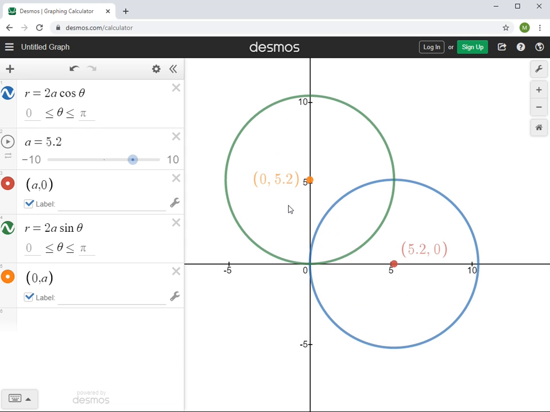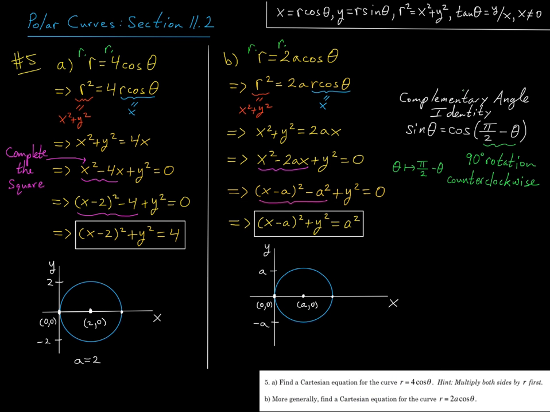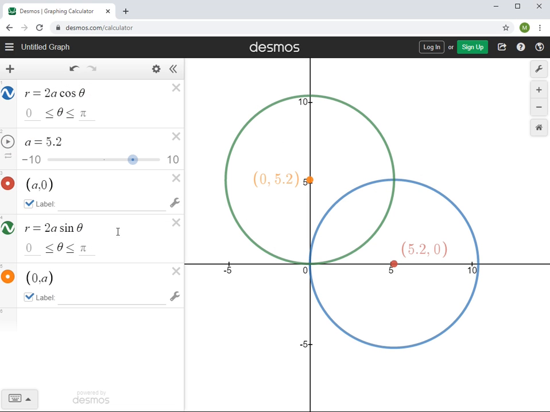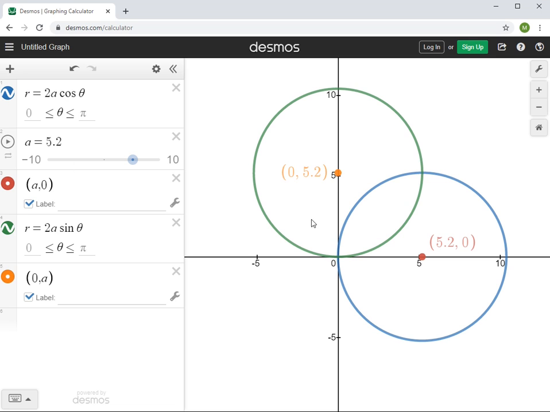All right, so why is that not a surprise? Replacing cosine of theta with sine theta is really giving rise to this 90-degree rotation. Well, that follows from what's called the complementary angle identity that you would have seen in pre-calculus. So sine of theta is really just the cosine of pi over 2 minus theta. And replacing theta with pi over 2 minus theta is going to give rise to a 90-degree rotation counterclockwise in the xy plane.